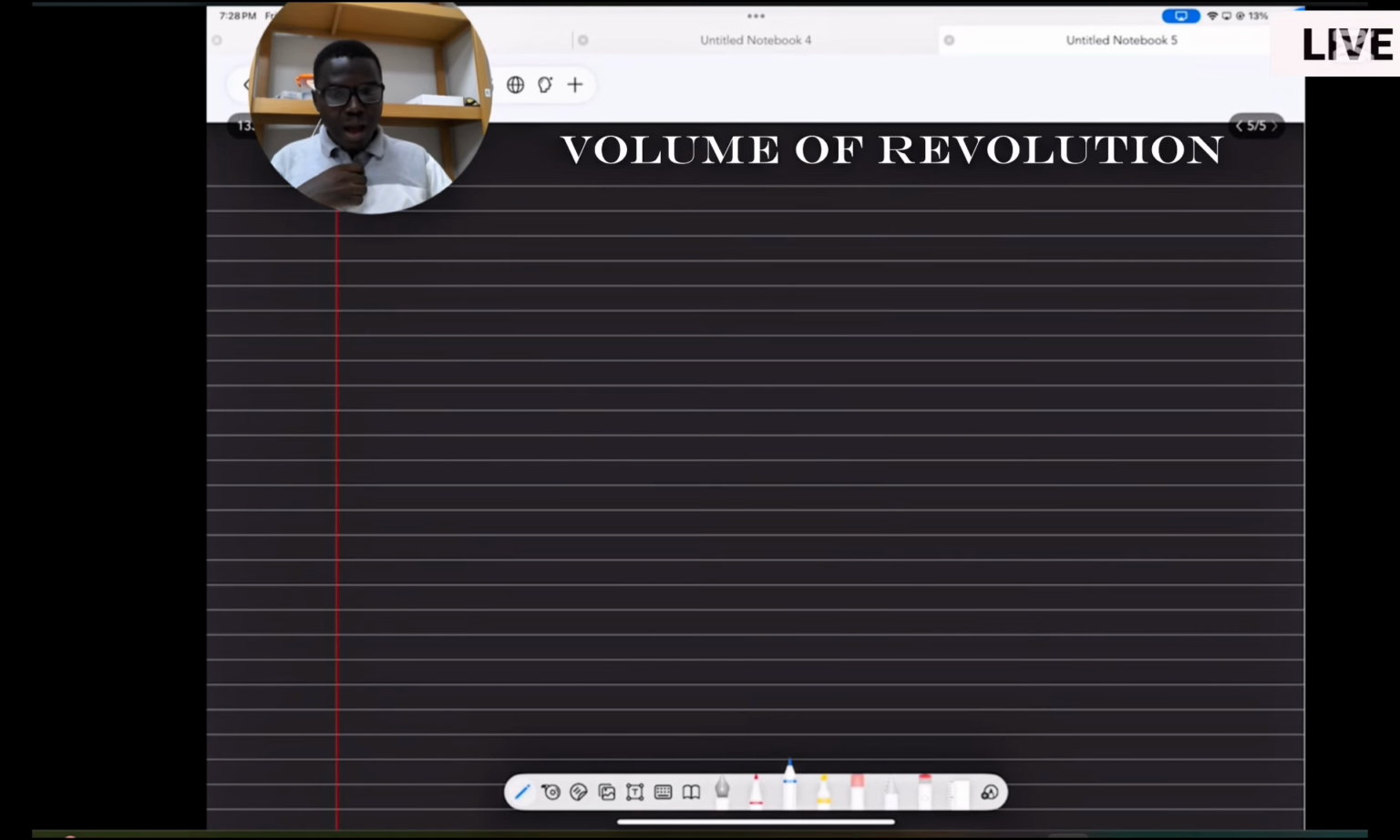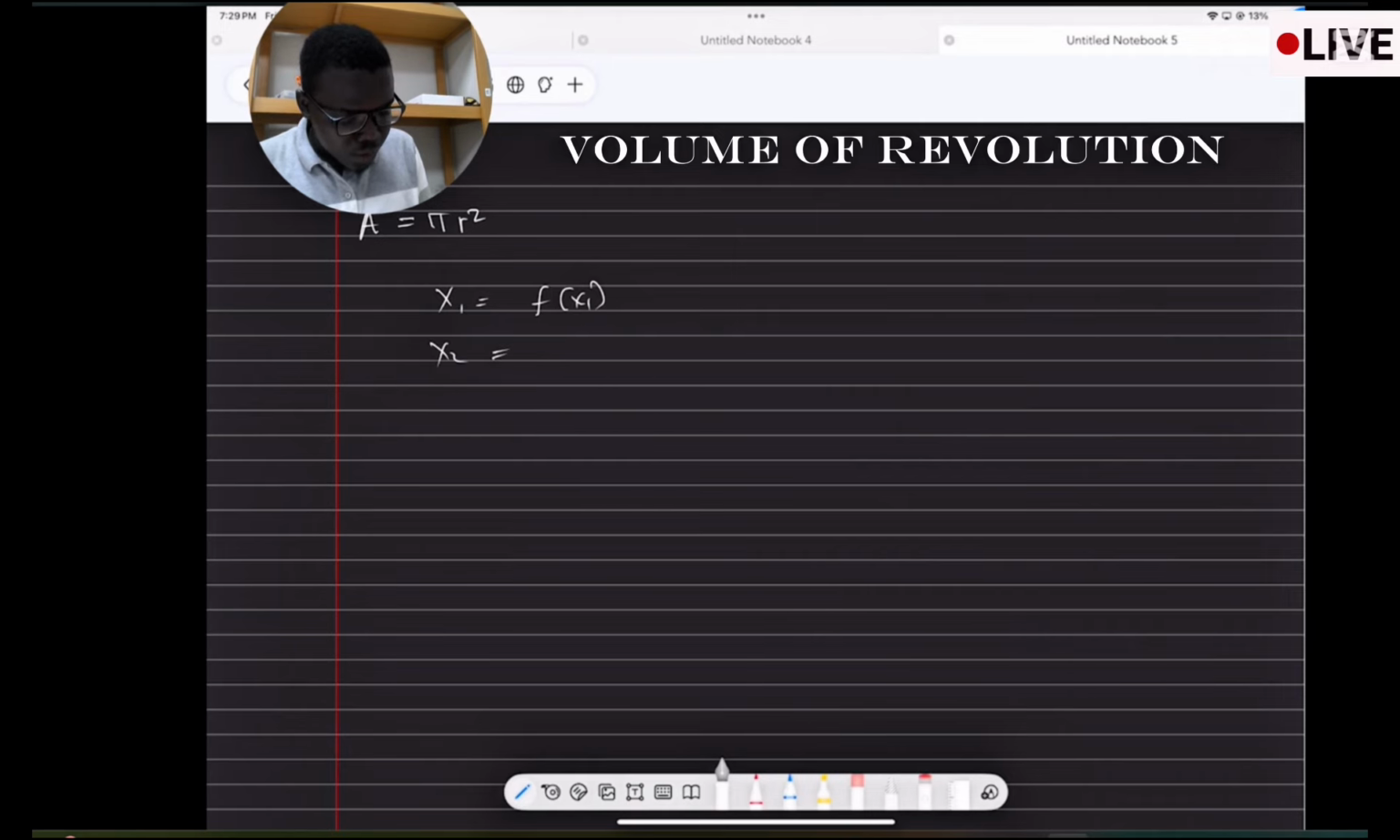Now that we understand how we can get the radius from the curve, we can say that the area of the circular disc is equal to pi r squared, and we can get our exact radius by putting the x value into the original function, the curve that we are rotating. So at x1 we will do f of x1, and we will get the radius at that point in the function. And at x2 we can also put it inside the function expression, and we will get the radius.